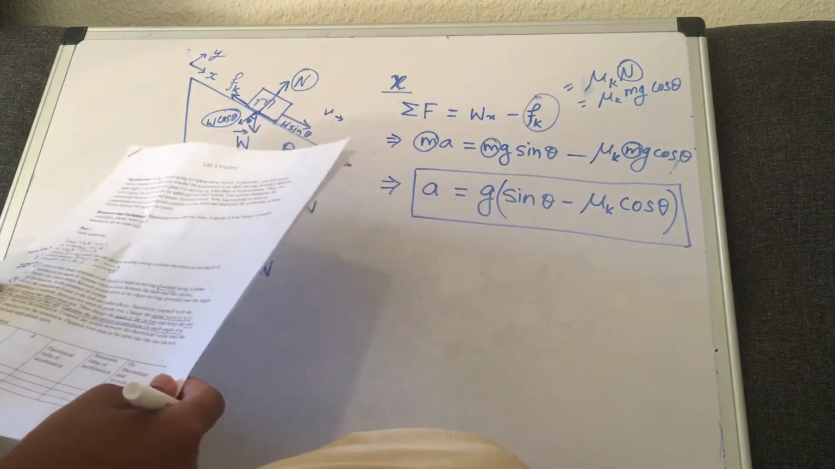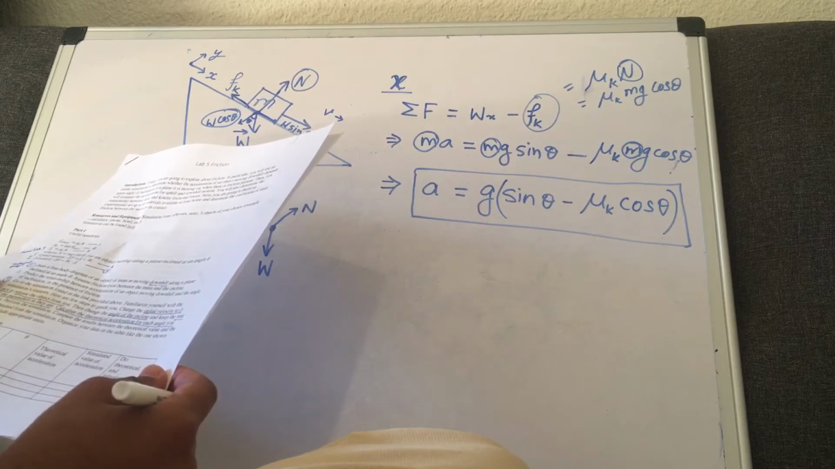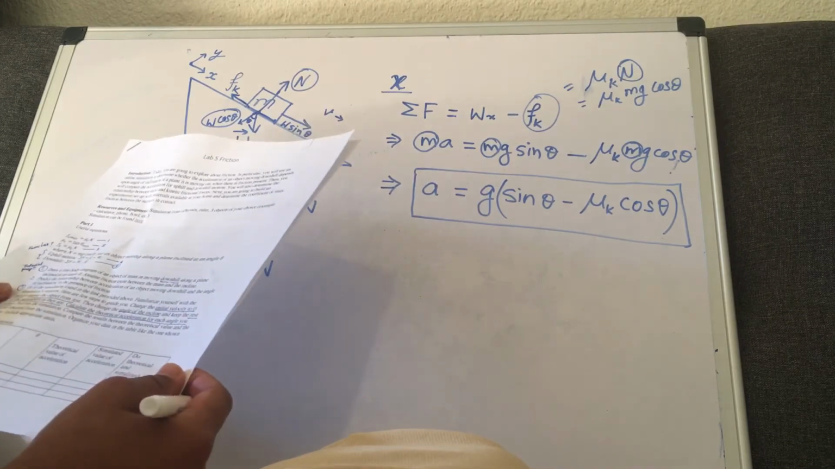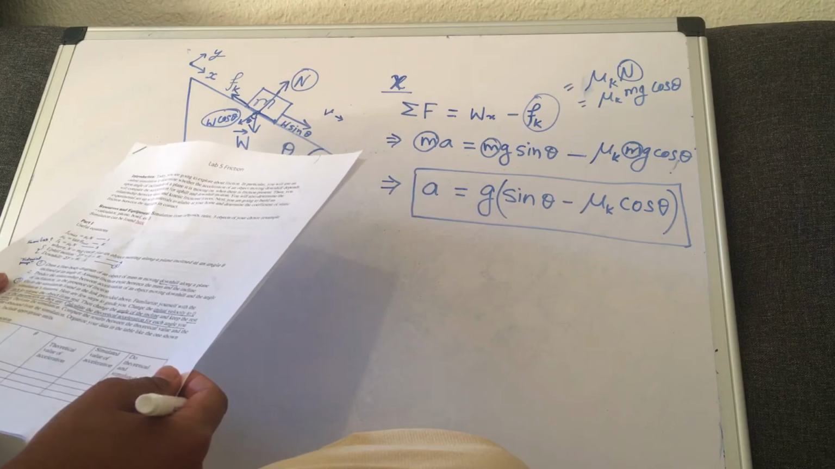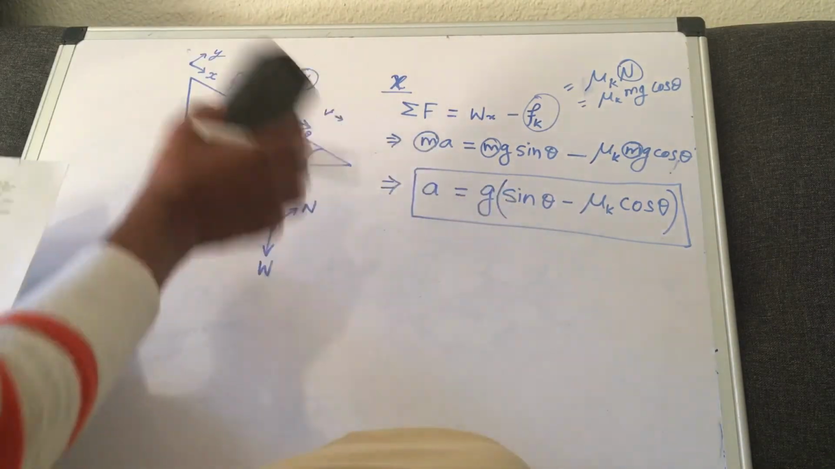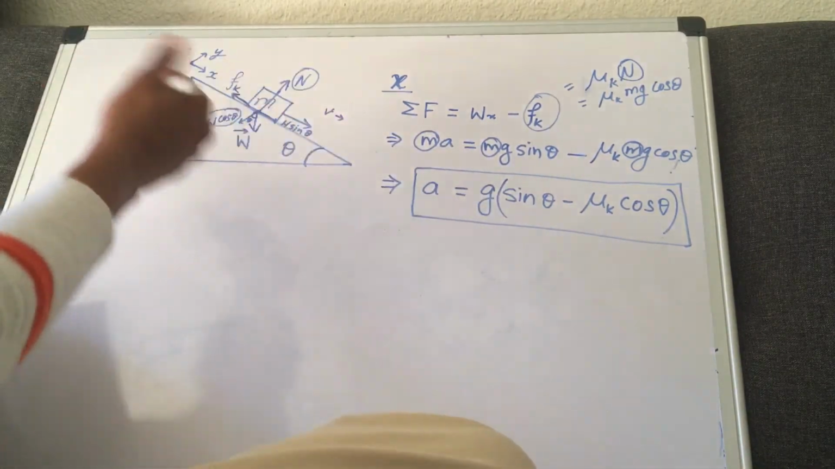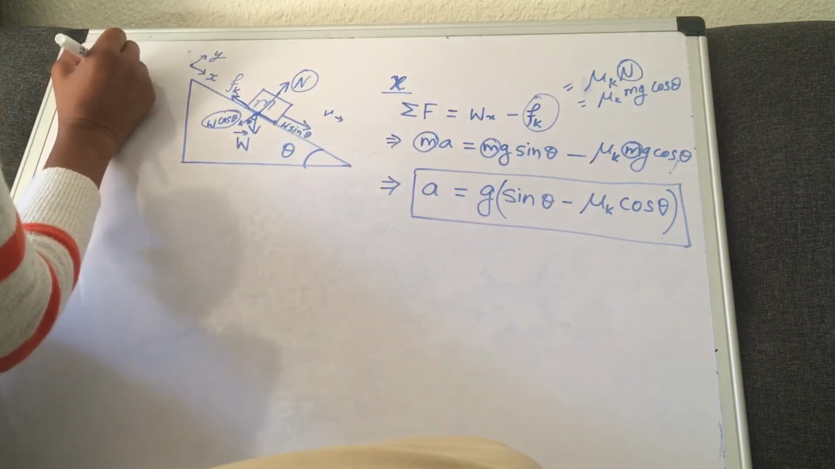Let's look at number 3. So in part 1, number 3, actually before we do that I want to say one more thing. This is for downhill, right? Let me write this down.